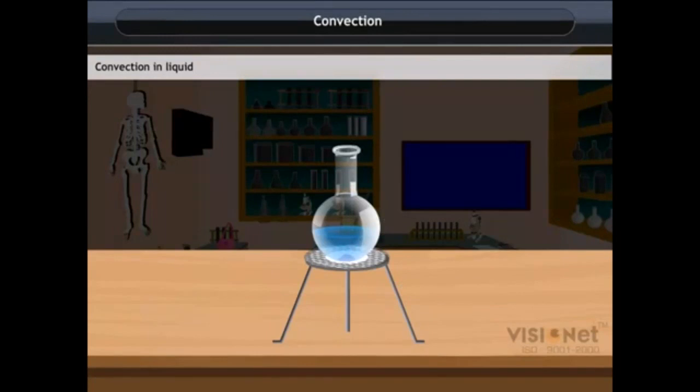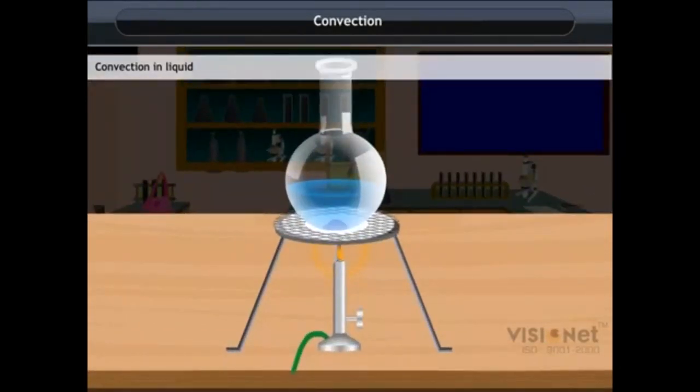Now heat the water by placing a burner below the crystal. When water is heated, water near the flame gets hot and starts rising up. On the other hand, cold water moves down from the sides of the flask towards the source of heat. This process continues till the water present in the flask gets heated.